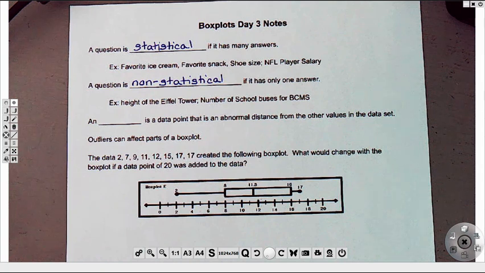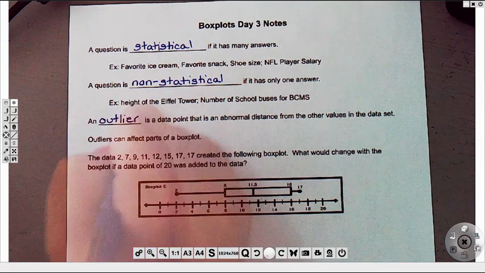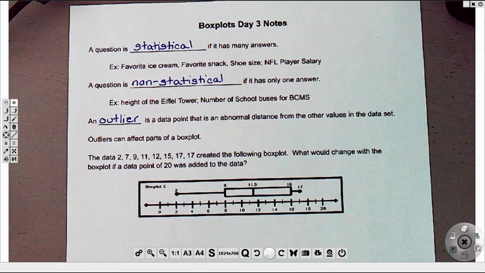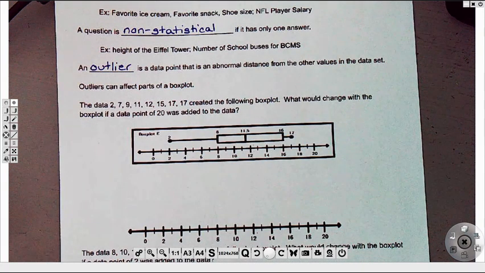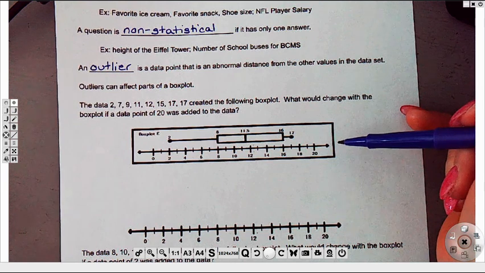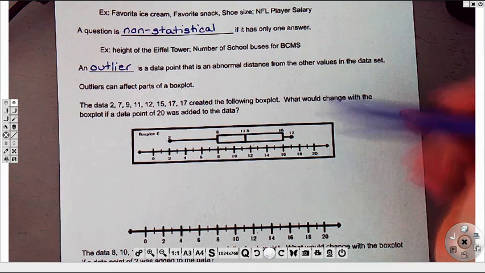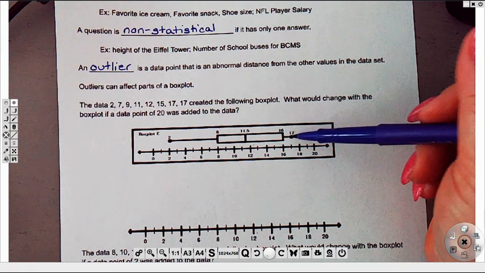Also, when you're talking about data, we have things called an outlier. That is a data point that is an abnormal distance from the other values in the data set. So, with outliers, they can affect parts of a box plot. If I have the data 2, 7, 9, 11, 12, 15, 17, and 17, they have created this box plot. What would change with the box plot if a data point of 20 was added to the data? So now, instead of my upper extreme being 17, my upper extreme would change to 20.